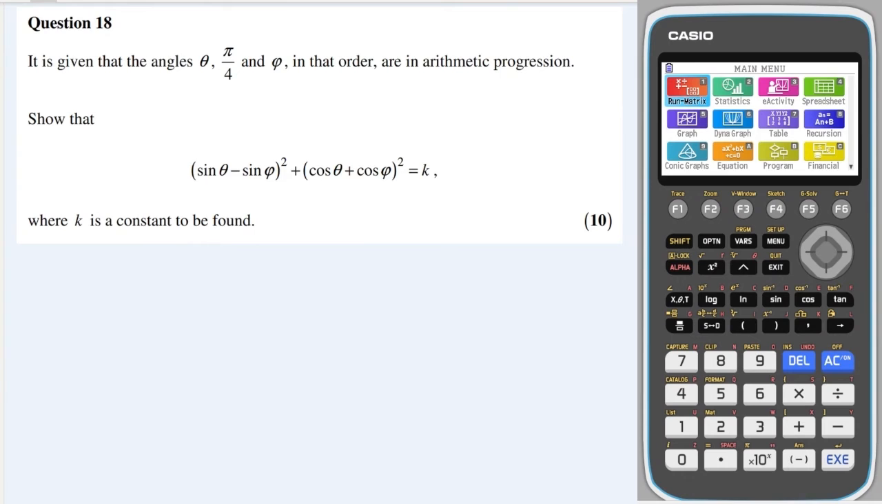Okay, two ways to do this question. First off, let's look at this information here. And that tells me that it's in an arithmetic sequence. So if I write them out in order, like this, then I know that there's going to be a common difference between each of them, which is the same. So let's call it x.